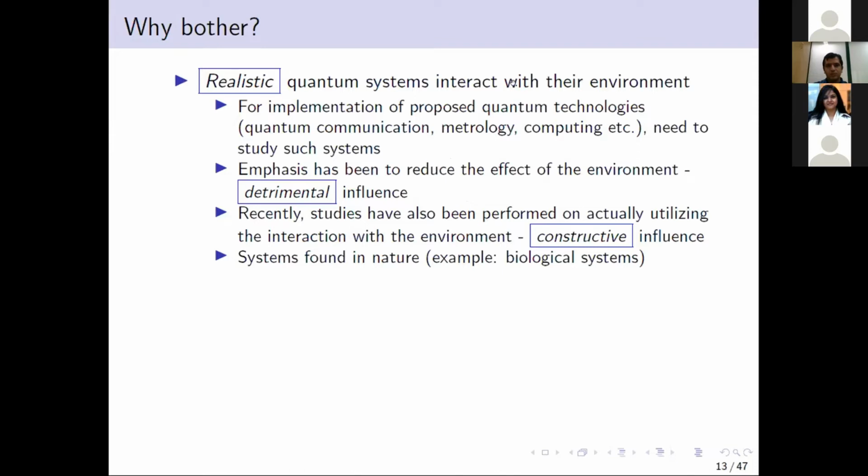Because a realistic quantum system interacts with the environment. If you want to use any quantum technology that actually utilizes these quantum superpositions, you need to take into account this noise, which will inevitably occur. You need to think up ways, and people have done numerous studies on this, of how to counter this noise. Sometimes this noise can play an important role, it can play a constructive role as well.